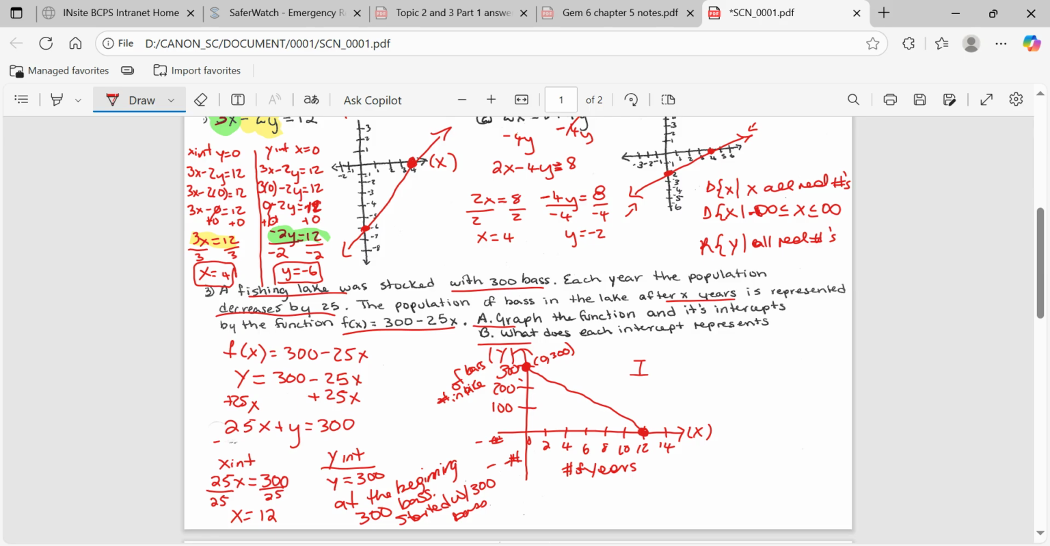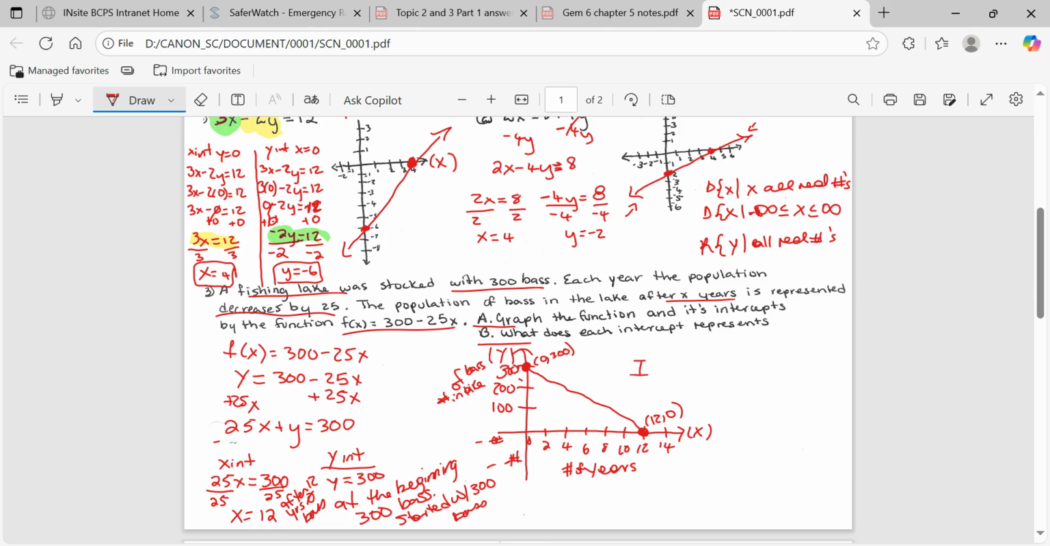That's up to you. And then our x-intercept is here at 12. This is 12, 0. So 12 on the x, 12 is the number of years, 0 on the number of bass. That's going to tell me that after 12 years, look, it came all the way down to 0. After 12 years, there were 0 bass. So after 12 years, all the bass were out of the lake.